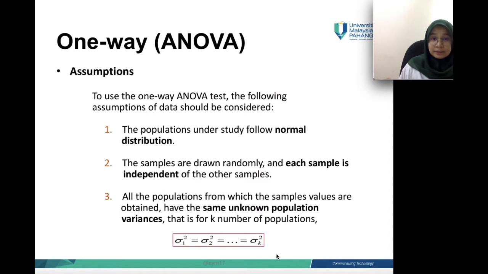So these are the assumptions when you want to do ANOVA. The population must be normally distributed. The samples drawn must be independent, each sample cannot be related to the others. And they must have the same unknown population variances. These are the assumptions.